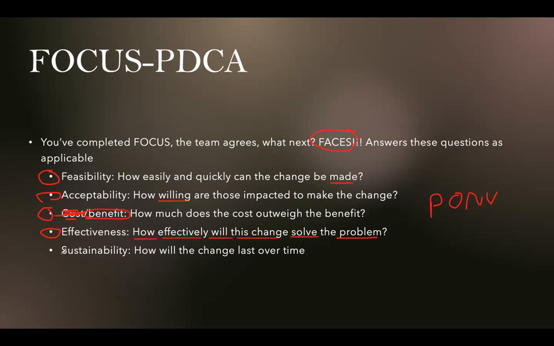And then sustainability, this is the big one. This is why you can't have too many things going on, because you have to be able to sustain it. And the only way you can sustain it is doing continuous quality improvements. And will it last over time? This is probably one of the biggest things. Once you put something in place, can you sustain the process?